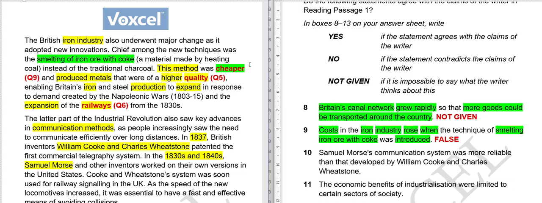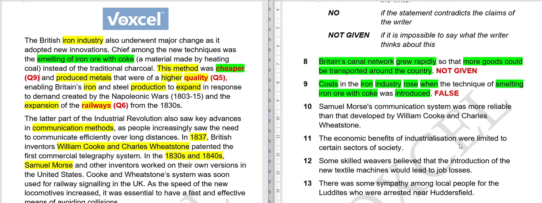So the cost decreased, not increased. So the cost didn't rise, it fell. Okay, sorry, it fell. But I am saying it fell, so it is in the past. So that was clear.